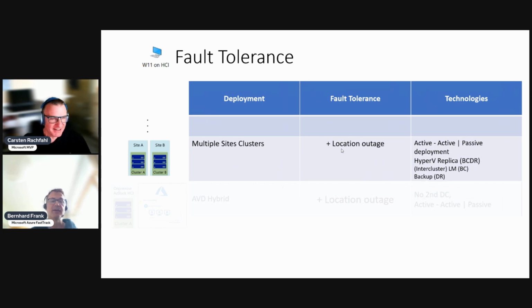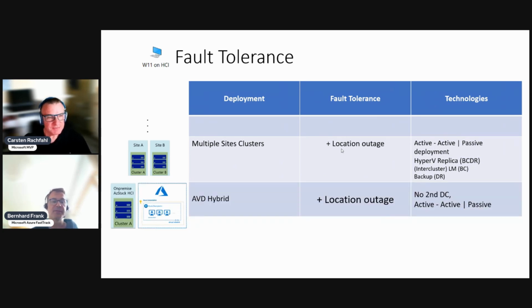Okay, there are other things possible, like the hybrid setup. So it is not a do-this-or-that; you can combine it. If you don't have multiple sites, you can always rely on Azure as your second site, for example, or your primary site, and take Azure Stack HCI as another presence.